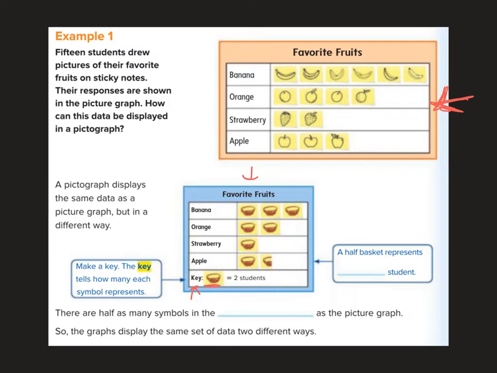a basket. Okay, so each basket equals 2 students voted for that fruit. And then a half basket, if a whole basket is 2, then a half basket would be just 1 student, right?